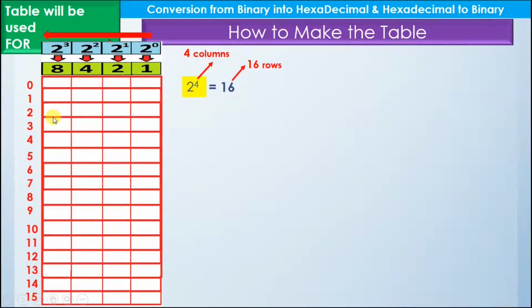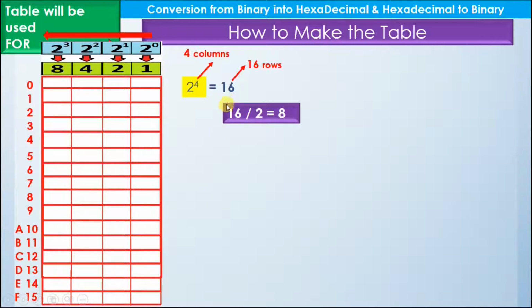And the hexadecimal numbers from 0 till 15 are written here. By using the table, we will fill out the binary values that are equal to those hexadecimal numbers written here. Once done, it will help us in performing the conversions. So now we see how to fill the table with zeros and ones.